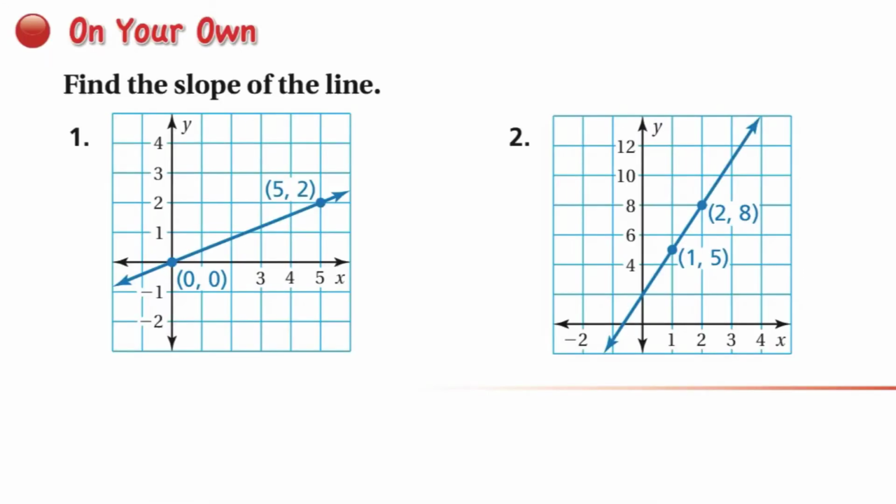Well, here are 2 to do on your own. Find the slope of each line. And remember, you're finding how much it went up. You put that on the top of the fraction. And how much it went over. That's what you put on the bottom of the fraction. Simplify if possible.